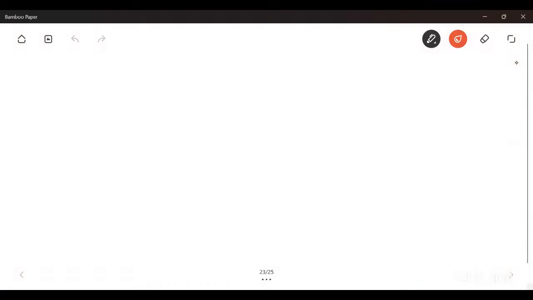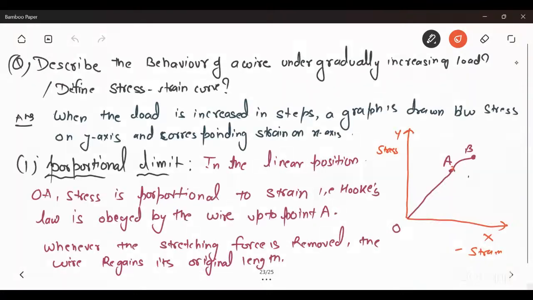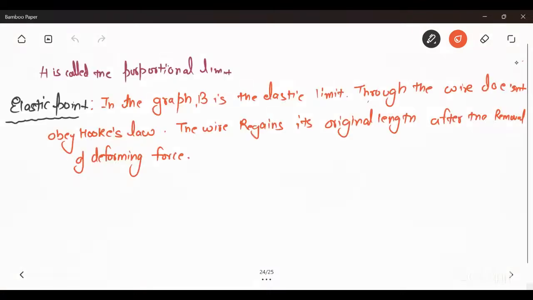So what is the elastic point? If we continuously increase the load, a point comes where stress is not directly proportional to strain. That point is known as the elastic point. However, if we remove the load from it, it will regain its original shape.